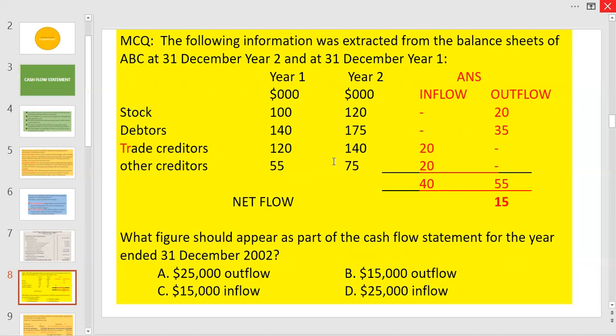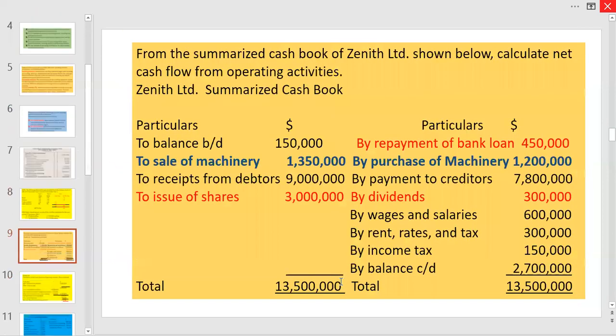Trade creditors, there is an increase. That is to say, they have financed us. So the difference is 20. Other creditors also, 55 to 75, there is an increase. This is an inflow of finance. Therefore, the net flow is 15, which is an outflow. Answer is B. Okay, the next question.